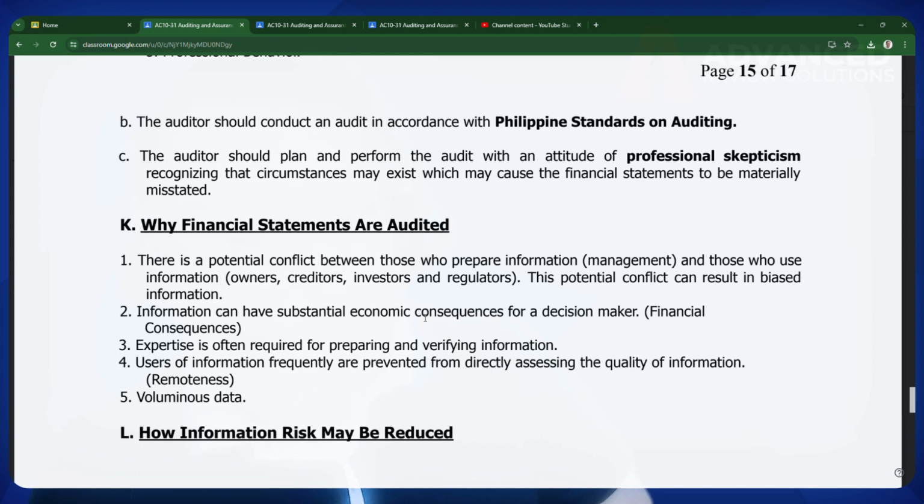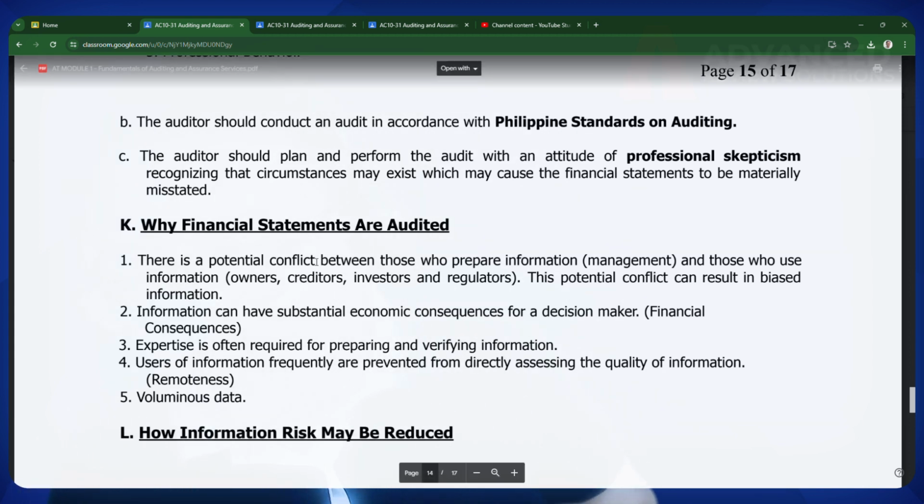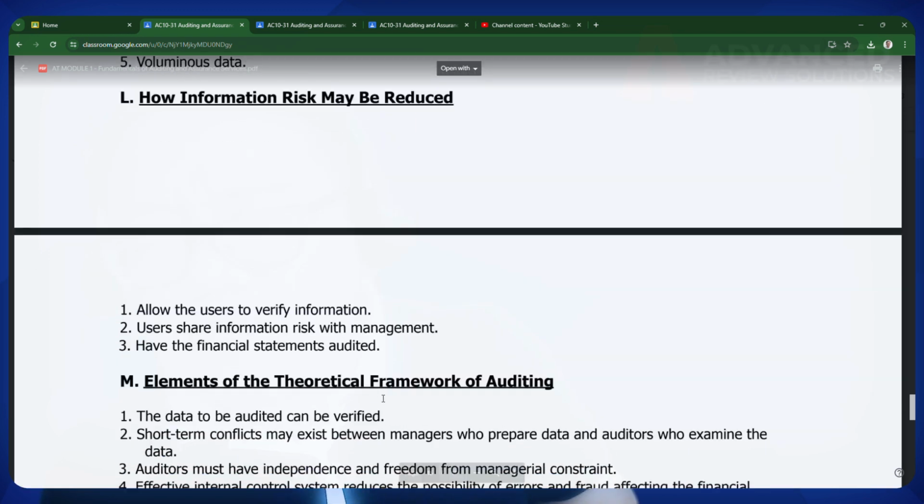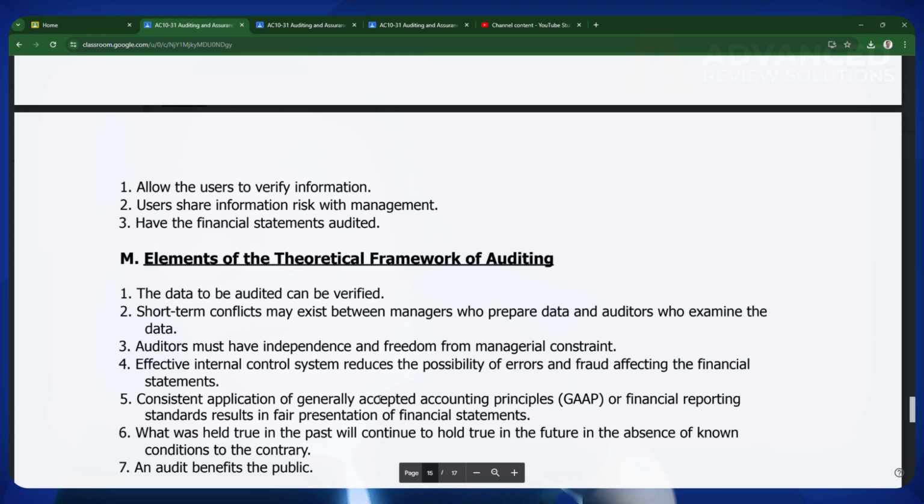Users of information are frequently prevented from directly assessing the quality of the information. So, remoteness, and of course, the voluminous data. So, how may the information risk be reduced? It allows the users to verify information, or use range information with the management. And also, very important here is to have the financial statements audited.